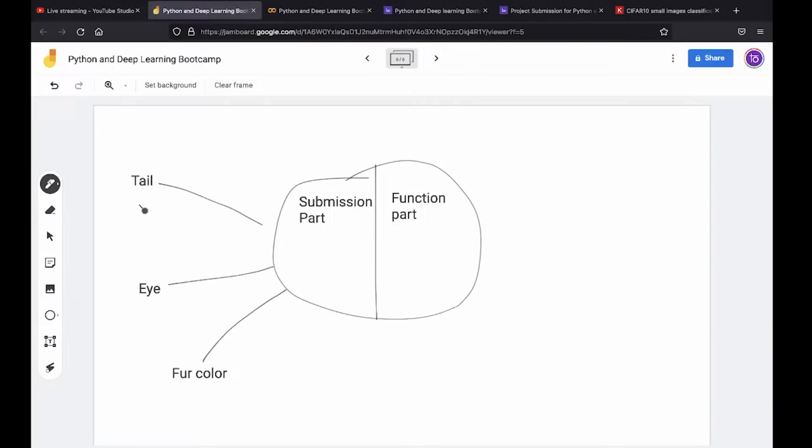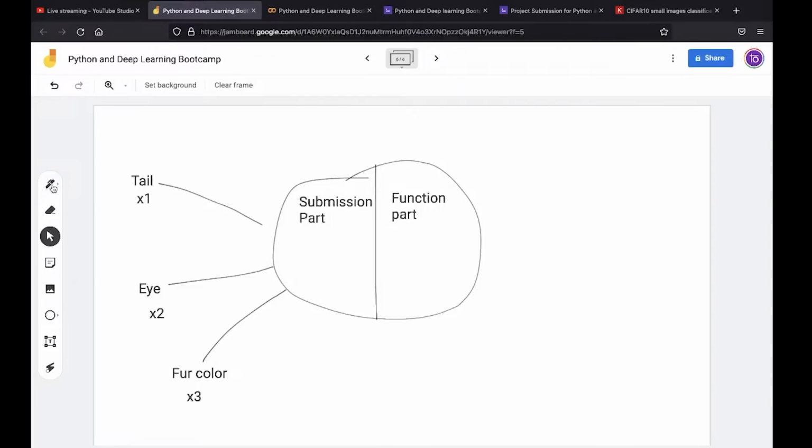So let's suppose this tail is x1. Let's remove this. This is a feature. Feature will be denoted by x. Then we have x2. And then we have this x3. Okay. Then we have x3 over here.